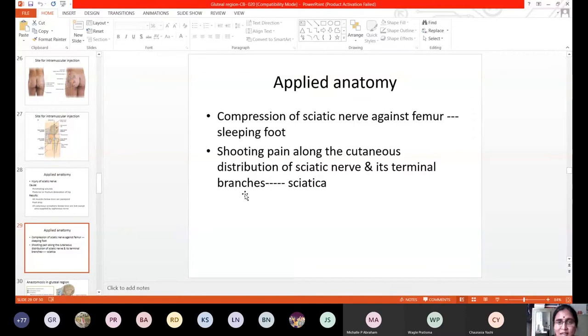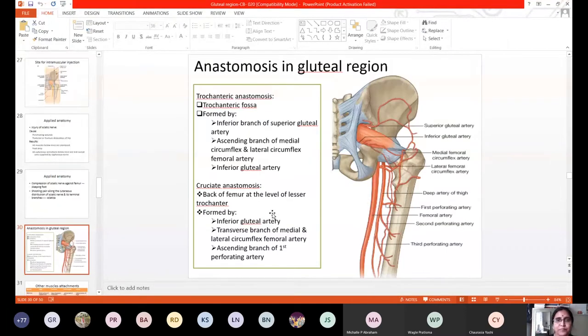Third important applied importance associated with the sciatic nerve is sciatica. What is sciatica? Sciatica is a shooting radiating pain along the cutaneous distribution of the sciatic nerve and its terminal branches. The common cause of the sciatica, most of the time, is prolapse intervertebral disc. Prolapse intervertebral disc compresses the root of the sciatic nerve along the intervertebral foramina. So it yields into the pain condition known as sciatica.